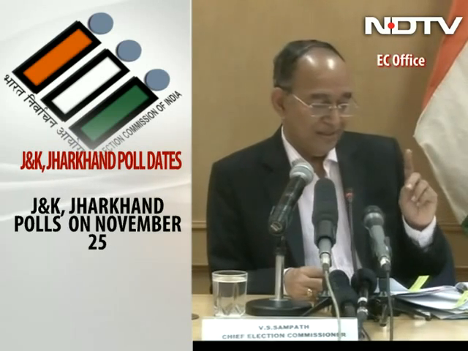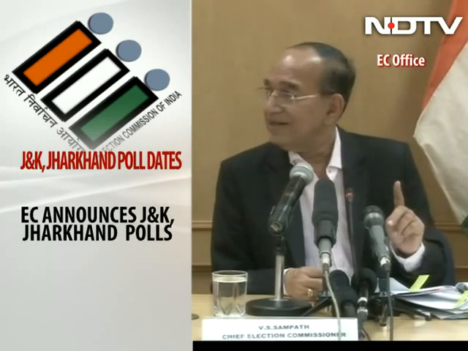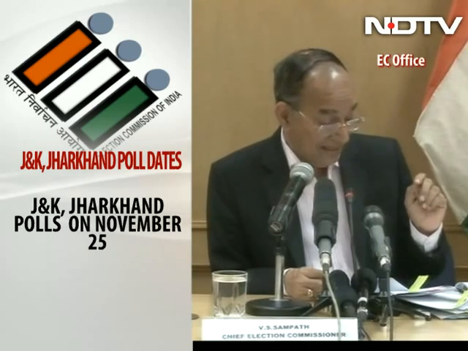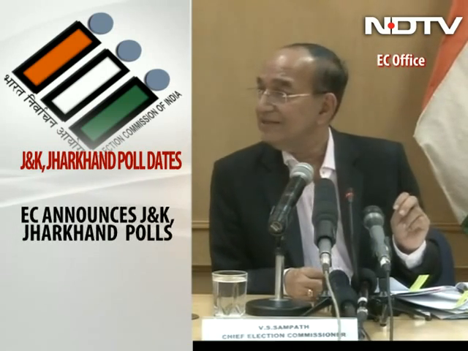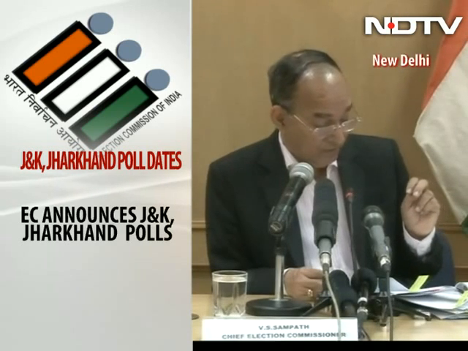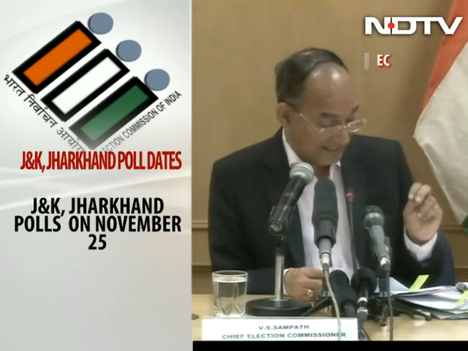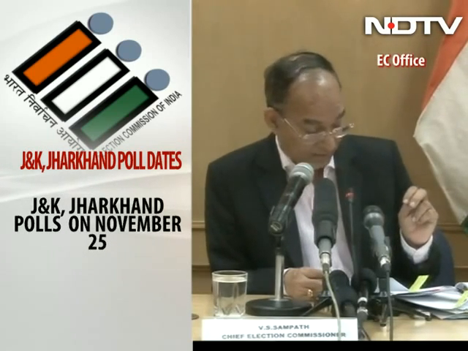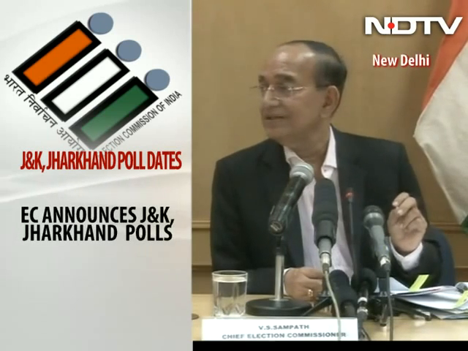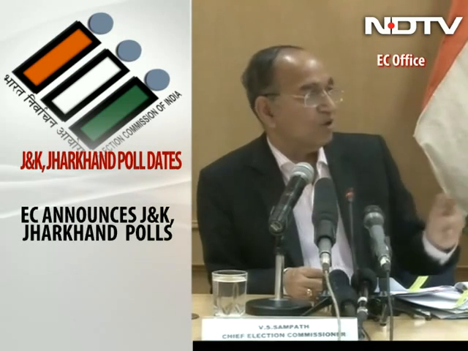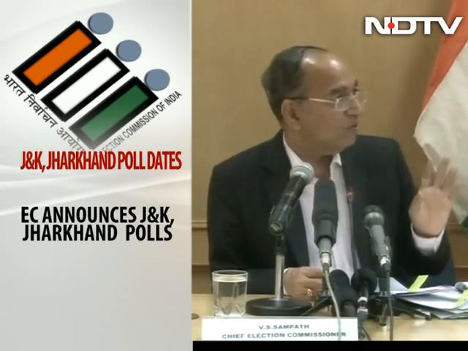So phase 2, the 7th November is date of notification, and 14th November is last date for making nomination. The 15th November is date of scrutiny, and 17th November last date for withdrawal, and 2nd December is date of poll for second phase for both the states, and Delhi already would have been over.